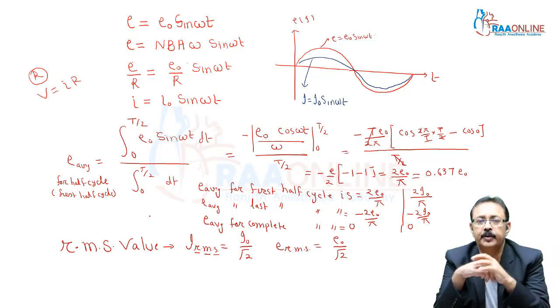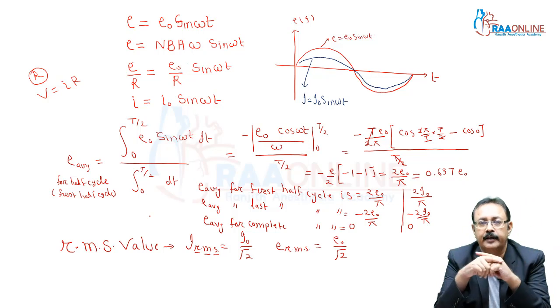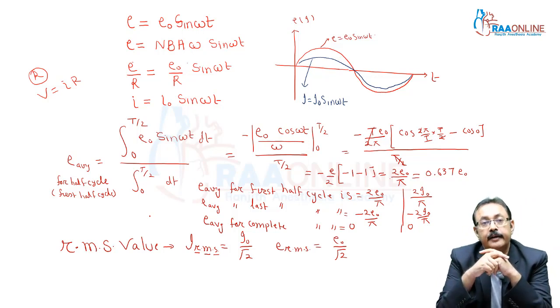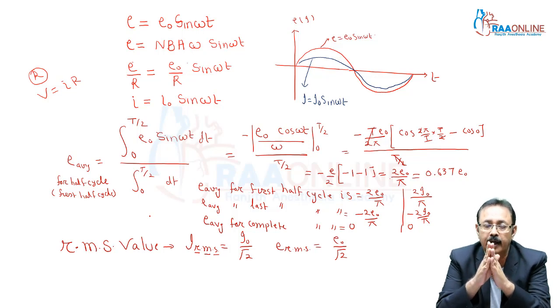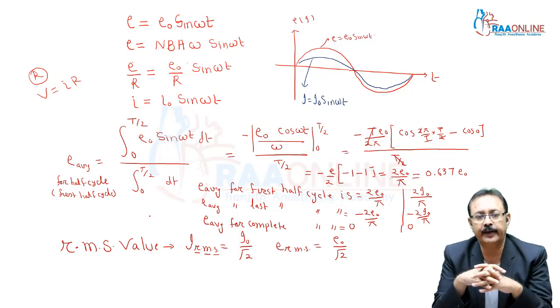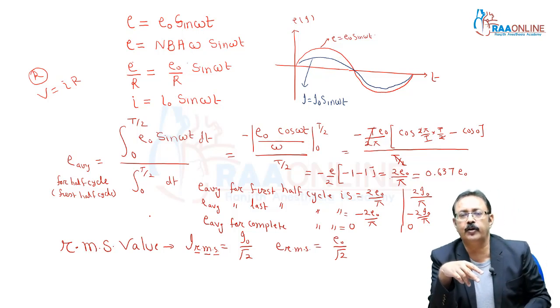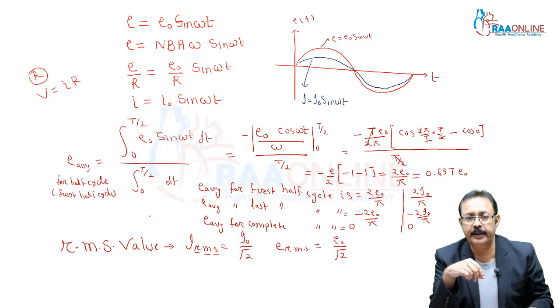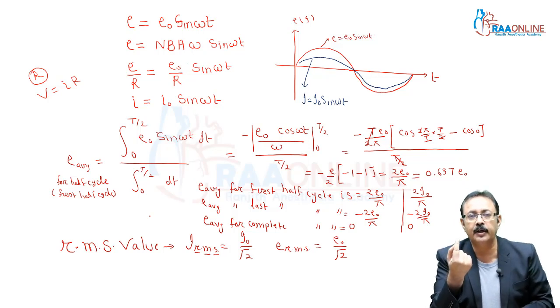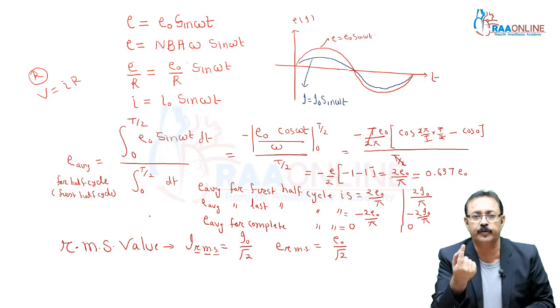If someone tells you that in my alternating circuit the current is 100 ampere, he is talking about the RMS value. Otherwise, he will tell you that the peak value of current in my circuit is this, the peak value of voltage in my circuit is this. But if he says that the value of current in my circuit is this, though current is varying with respect to time, he is telling only one value, which means the mean value, and the mean value in this case is the root mean square value.